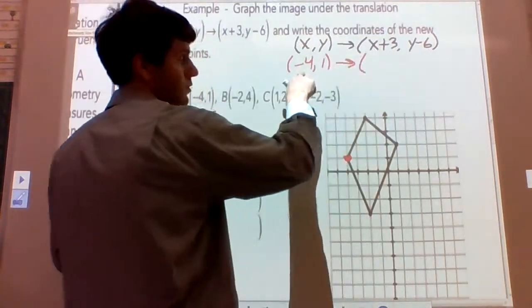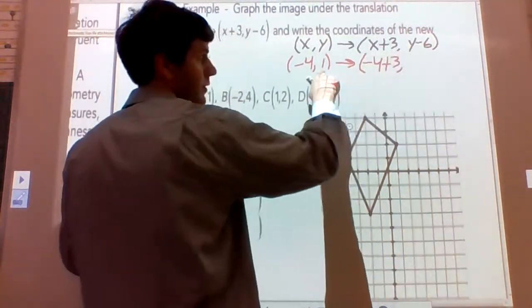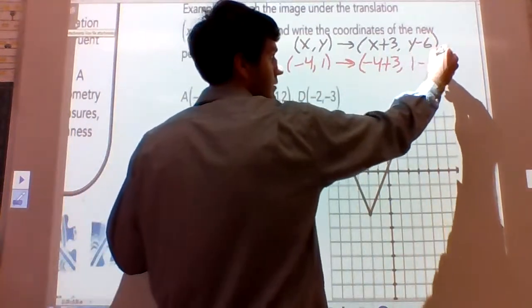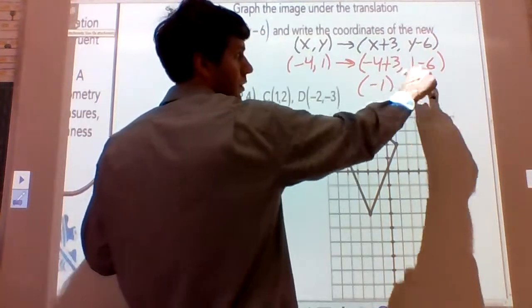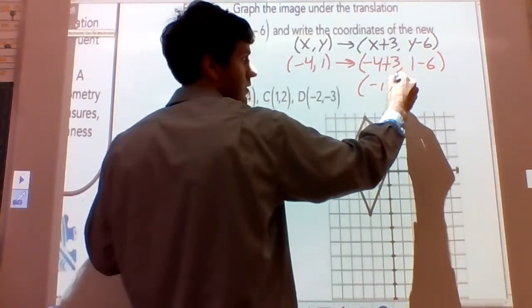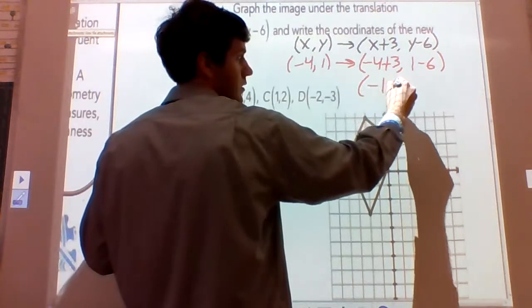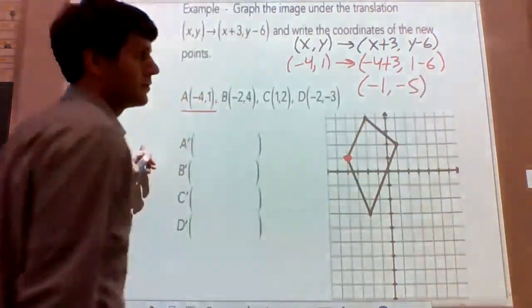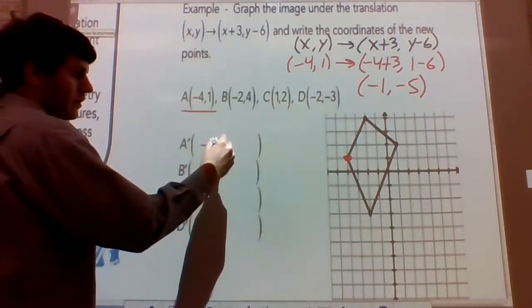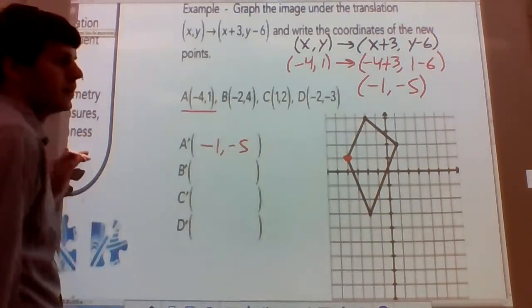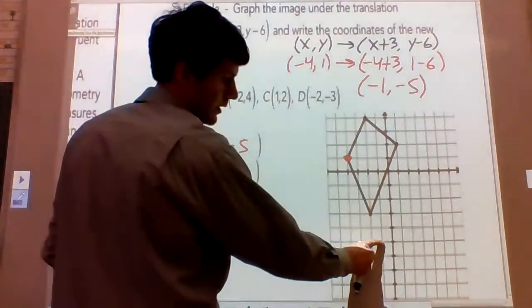So we have the point -4, 1. The x value is -4, so this is -4 plus 3. The y value is 1, so this is 1 minus 6. -4 plus 3 is -1, and 1 minus 6 is -5. So A prime would be -1, -5. The other way we can do it is by counting. -1, -5 would be right here.